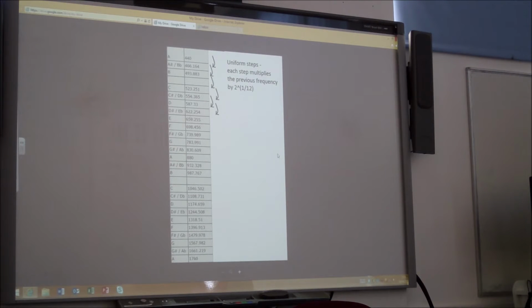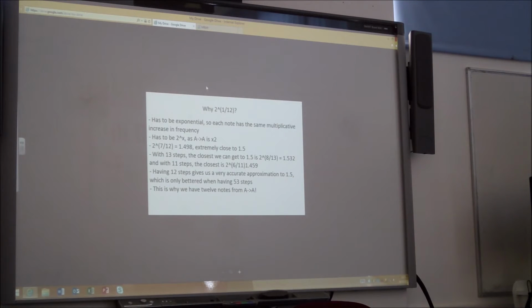So the relationship is that going from A to A is doubling, and we have a total of 12 steps in between. Each single step is multiplying it by the same number, so that turns out to be the 12th root of 2. You expected to see that, haven't I? And why the 12th root of 2? That is because it has to be exponential, so that each increase is the same multiplication. It has to be 2 to the something, because we're going from A to A and we're doubling.